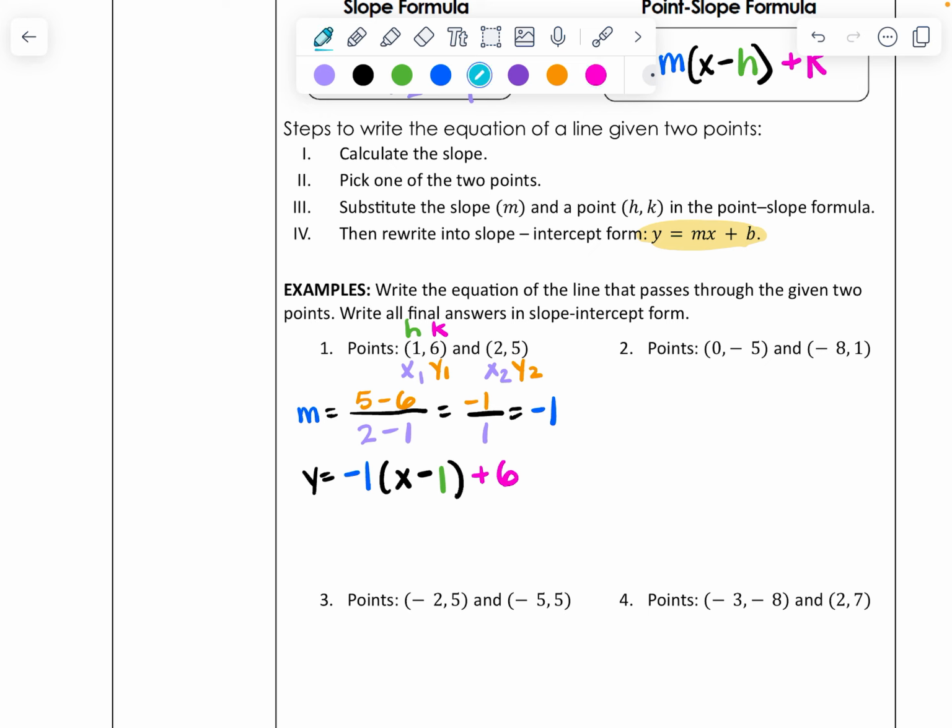So now I just simplify this. The first thing I need to do is distribute. Negative 1x plus 1. Bring this down, plus 6. And then combine like terms. So my final equation is y equals negative 1x, or just negative x, plus 7.